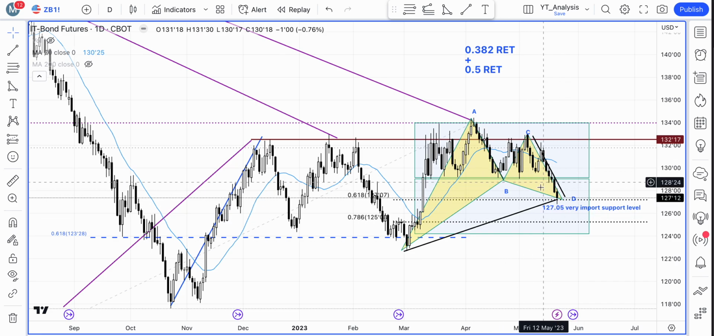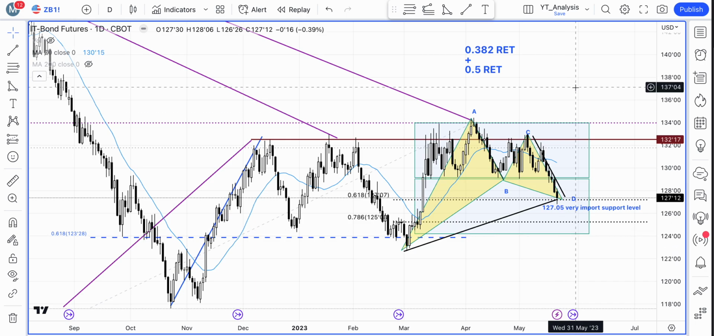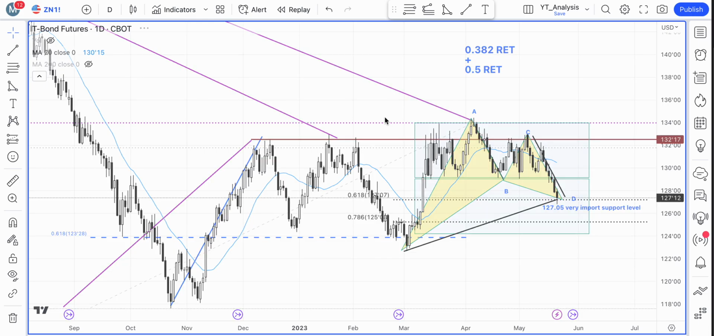If the price is likely to turn around from here, this is the level which we are watching, 127.07, because of this ABCD 1-to-1 formation coming right at the 61.8% Fibonacci retracement. If the price breaks below on two consecutive daily closing basis, the chances increase for the price to move much lower. Let's take a look at the ZN.